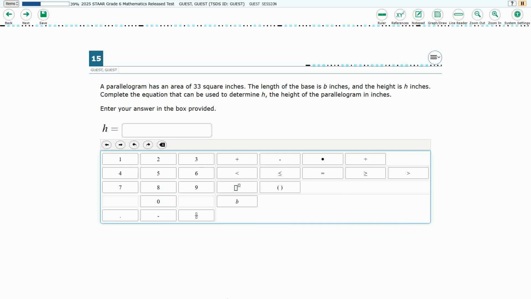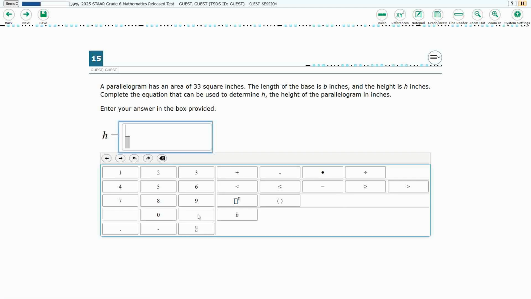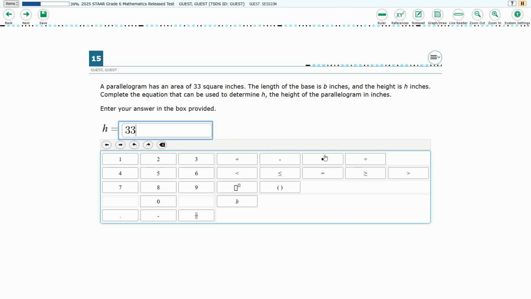Now, how we enter that in, if we want, we can make it a fraction. So we can do 33, then you have to click down here, and you have to write that base. And so that you could do that. You can also do 33 divided by base right there. Either one of those work.